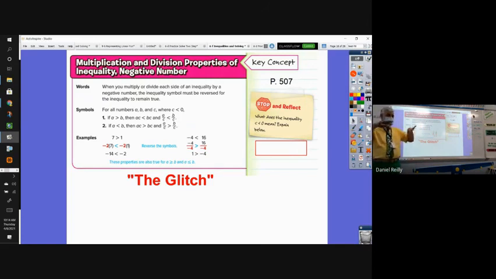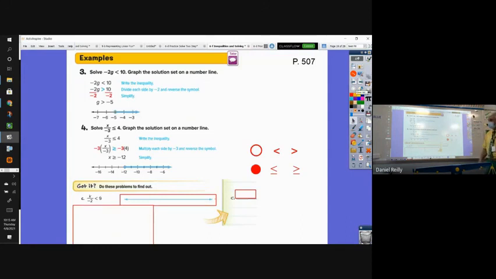We could go through a long pattern of examples of why this happens, but we don't really have time. It's not really worth it. So instead, we're just going to say you have to just press the I believe button. And remember that this is the case. When you multiply or divide both sides of the inequality by a negative number, you have to flip the direction of the inequality symbol. So, for example, negative 2g is less than 10.